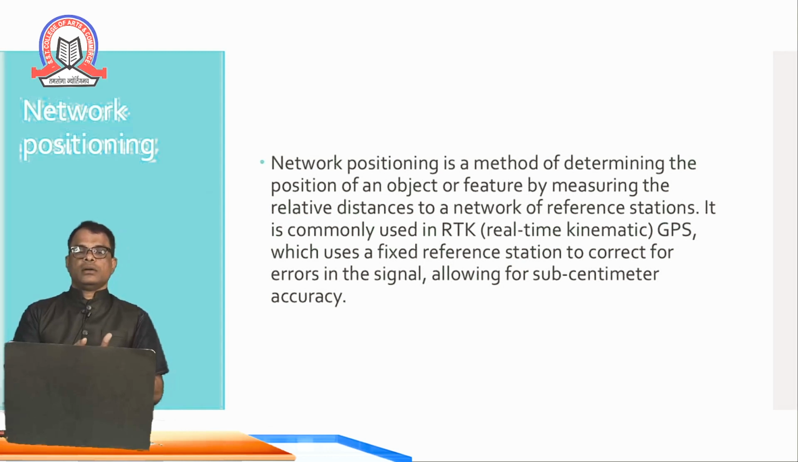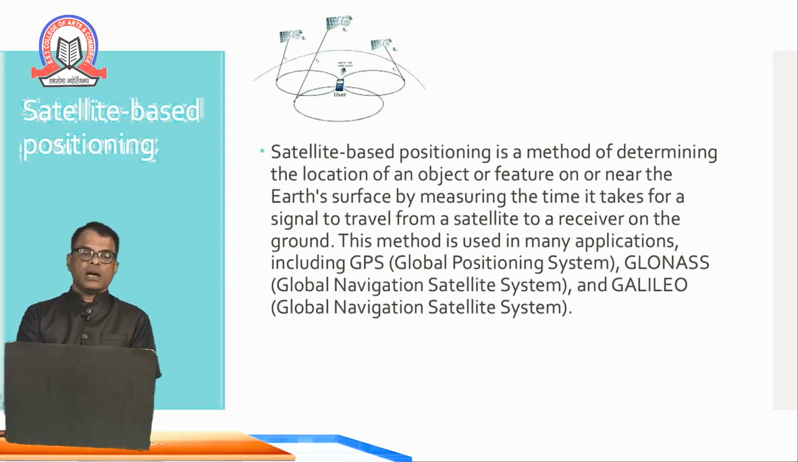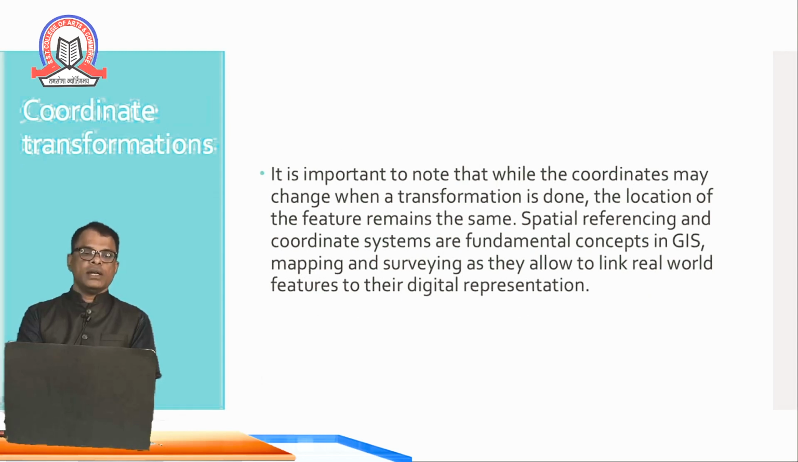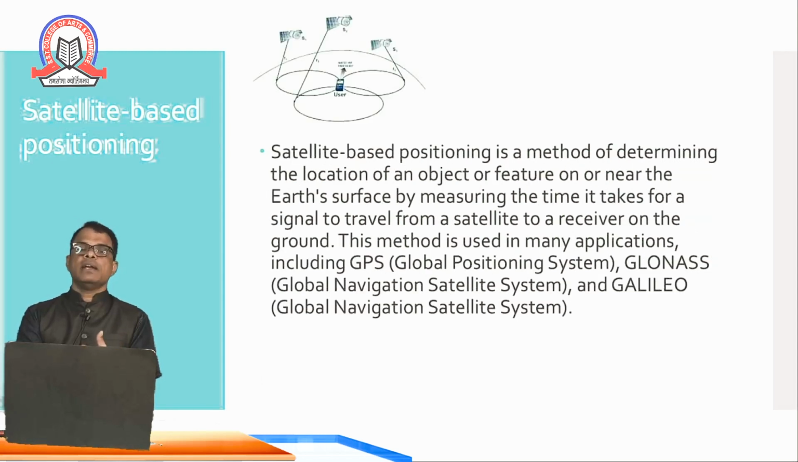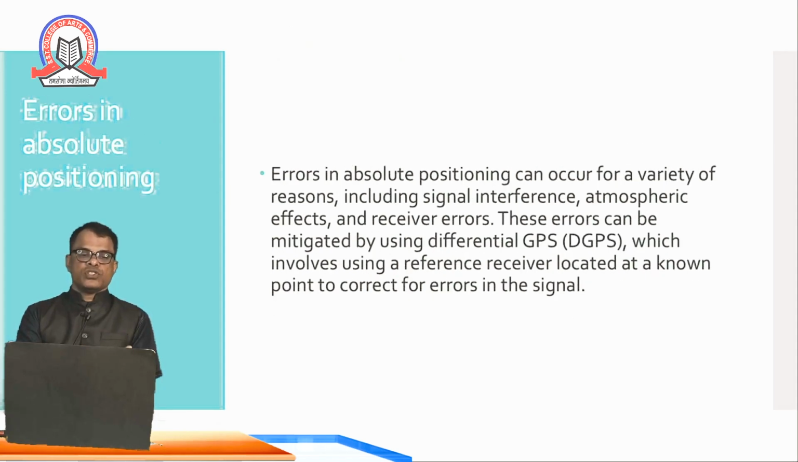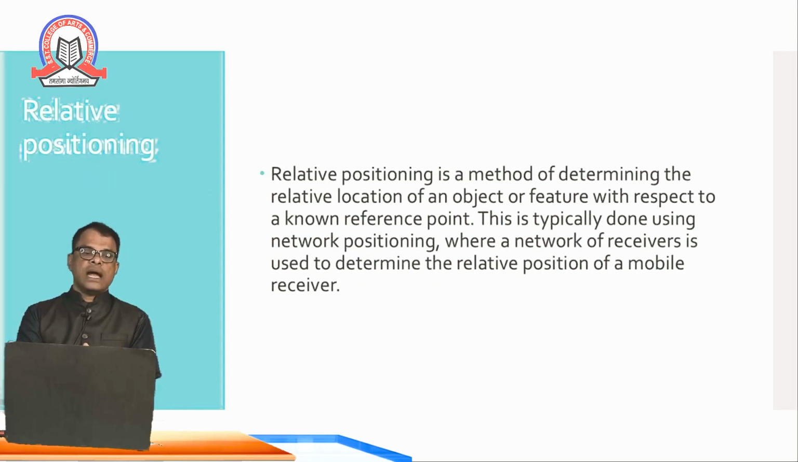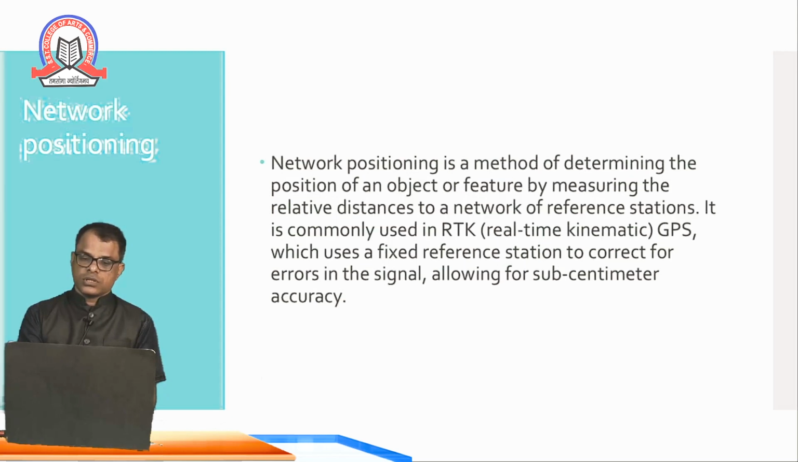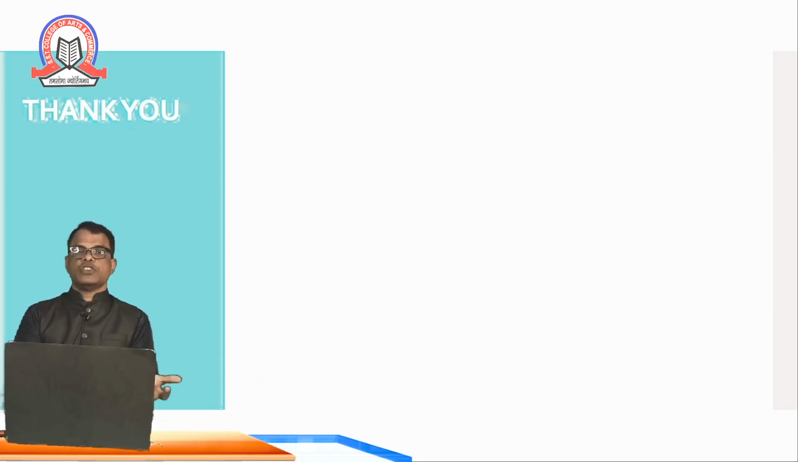In this presentation, we actually started with referencing. We tried to understand what is spatial referencing, and then we came to the second point, that is satellite based positioning. Under satellite based positioning, we covered absolute positioning, errors in absolute positioning, and relative positioning. So that's all about spatial referencing and network positioning. Hope you understand the topic well.